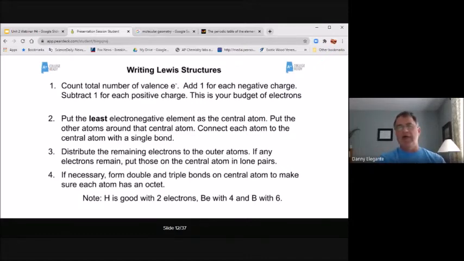Now, general note, hydrogen is okay with 2, so it doesn't have to have 8. That's fine. Beryllium, if you look up at it, is element number 4, so it's right there on the periodic table at the very top. It's happy with just 4 electrons. And boron's happy with 6. So if you get one that has 6, then that's okay with boron, but everybody else is going to want to have 8. Carbon, fluorine, everybody wants to have 8. So let's see how we're doing.